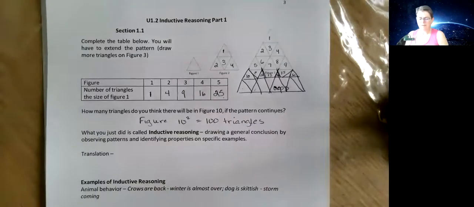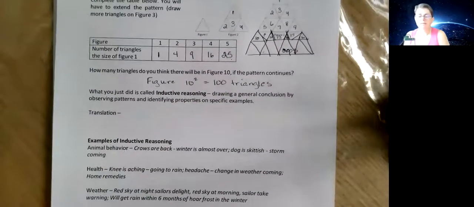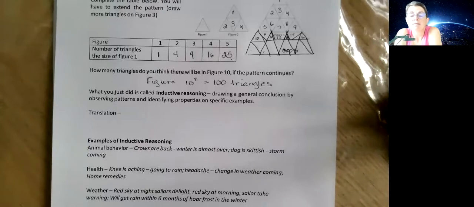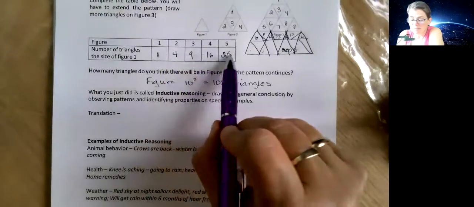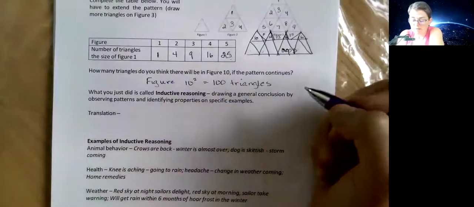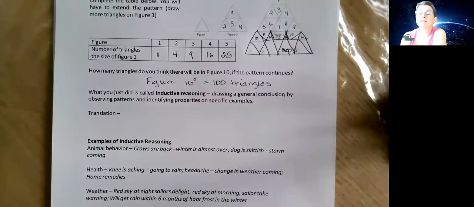So what we did there was inductive reasoning, drawing a general conclusion by observing patterns and identifying properties on specific examples. And you know what? We actually did deductive reasoning too. So here's the difference. We had some samples and we made a rule. And the rule was, if you square the row or the figure it is, you're going to get the number. That is inductive reasoning. Collect some data, make a prediction.